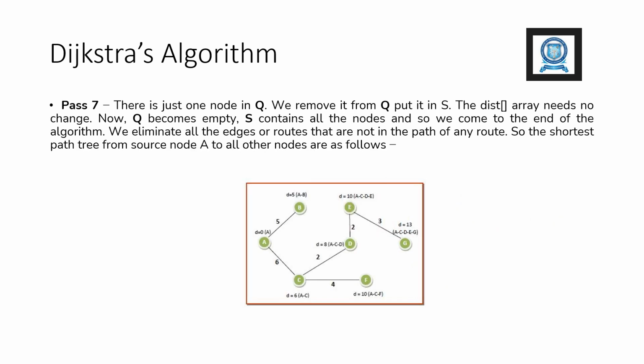In pass 7, there is just one node in Q. We remove it from Q and put it in S. The dist array needs no change. Now Q becomes empty. S contains all the nodes and so we come to the end of the algorithm. We eliminate all the edges that are not in the path of any route. So the shortest path tree from source node A to all other nodes is as follows.